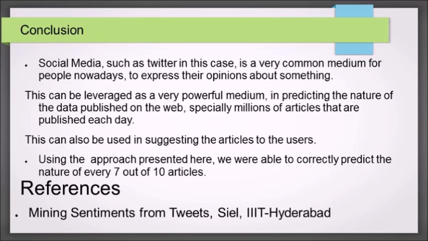Results. The approach was tested on 100 random articles which were published in the month of March 2014. The result is that we were able to correctly predict the nature of every 7 out of 10 articles.